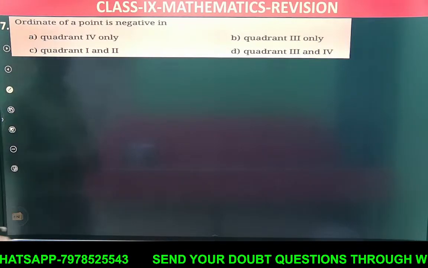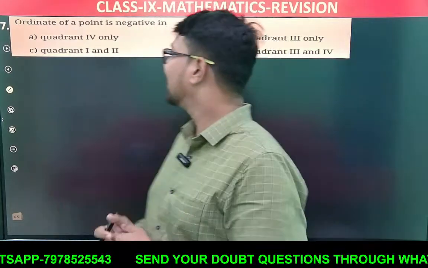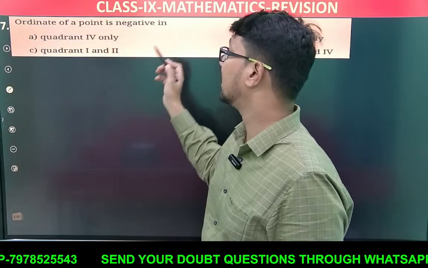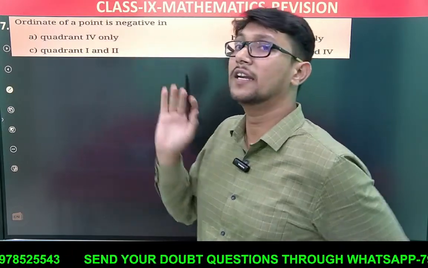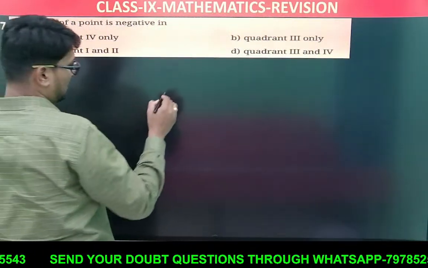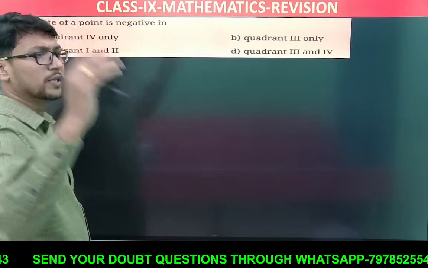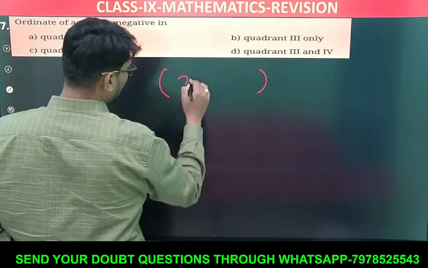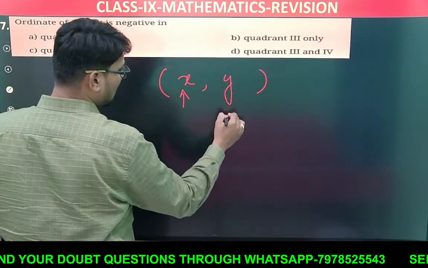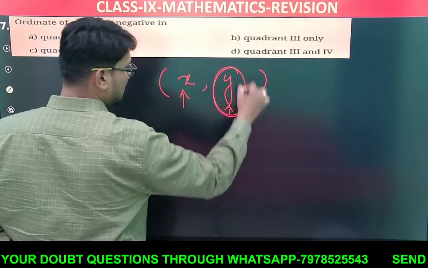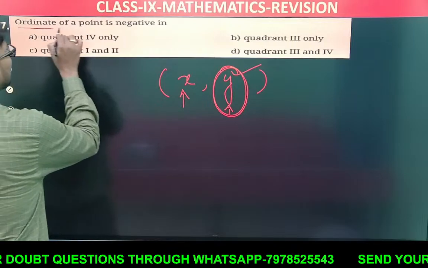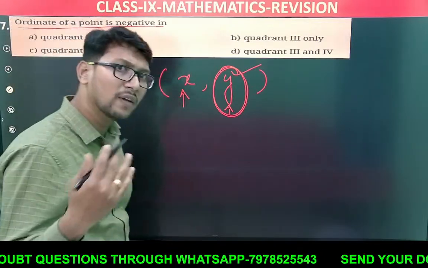Now check what is given here. The ordinate of a point is negative in where? First, what is the meaning of ordinate? We know in the Cartesian plane every point has two coordinates, written as an ordered pair. One is x, another is y. X is known as abscissa, y is known as ordinate. The question is asking about this y, the ordinate.